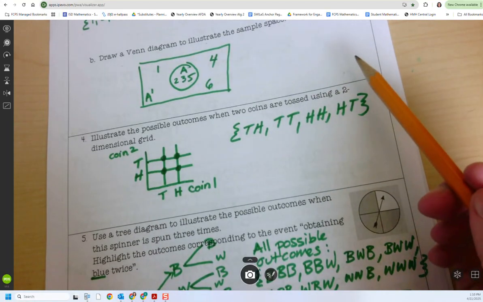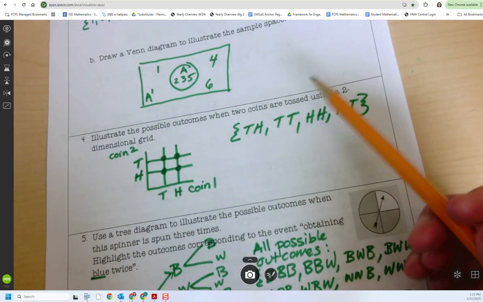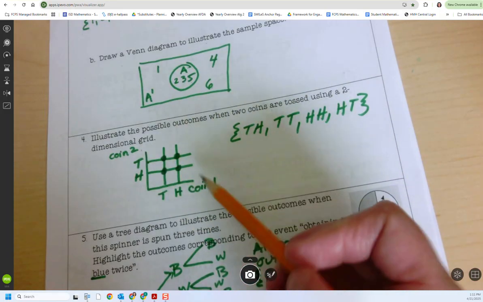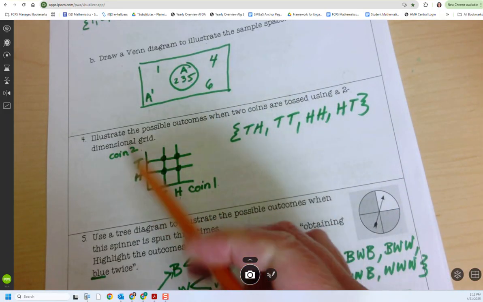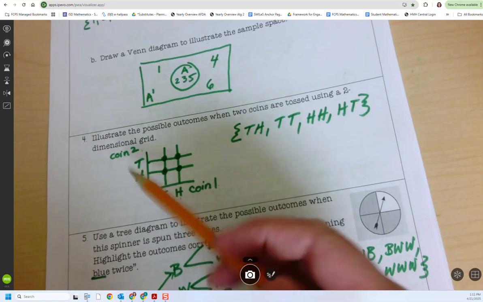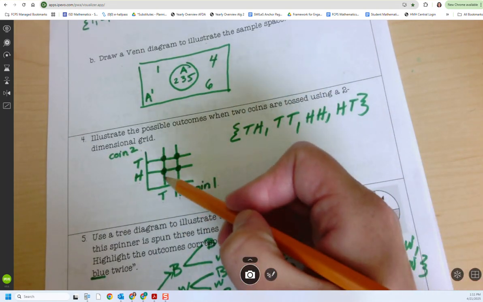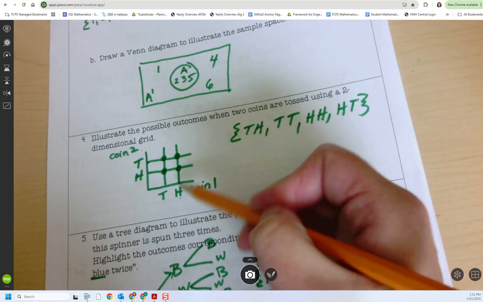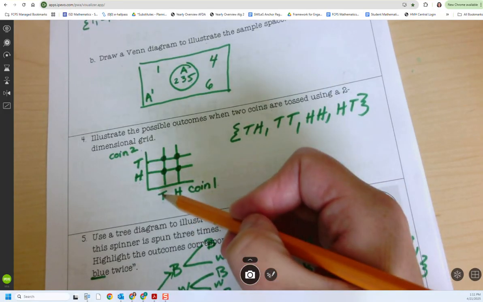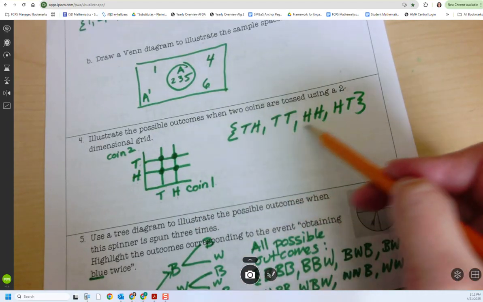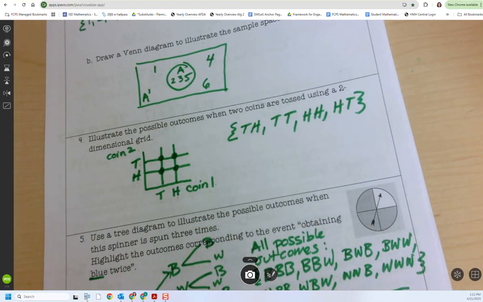All right, here is a two-dimensional grid showing you what can happen when you toss two coins. So here's coin 1 and coin 2. Coin 1 could be tails or heads. Coin 2 could be tails or heads. And so each of these intersections shows you what could happen. It could be tails, heads. It could be heads, heads. It could be tails, tails. Or it could be heads, tails. And here is your list of your outcomes.